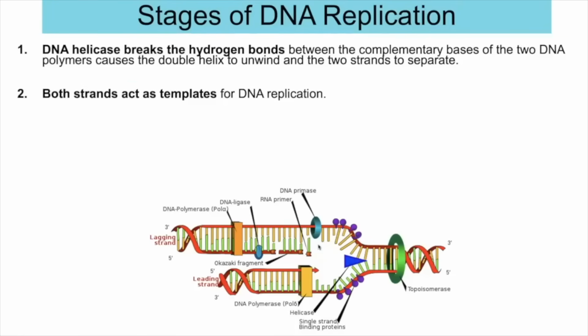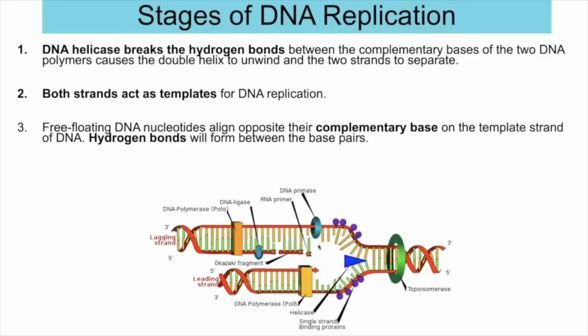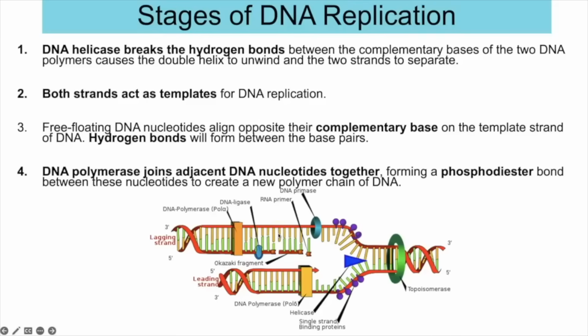Both of those strands then act as a template for the DNA replication, and free-floating DNA nucleotides will align opposite their complementary bases on both of those template strands. And within the nucleus, there are free-floating DNA nucleotides. That's where they come from. Hydrogen bonds will then form between the complementary bases of this new strand and the old strand. And then DNA polymerase is the enzyme that will attach to join together adjacent DNA nucleotides. And that means it is forming the phosphodiester bond between the nucleotides to create the new polymer chain.